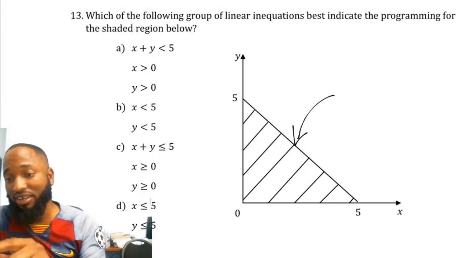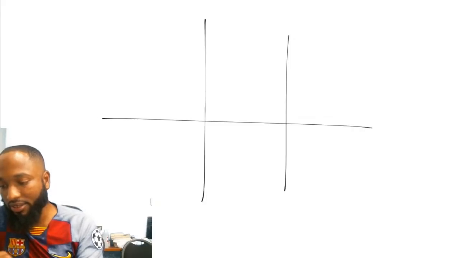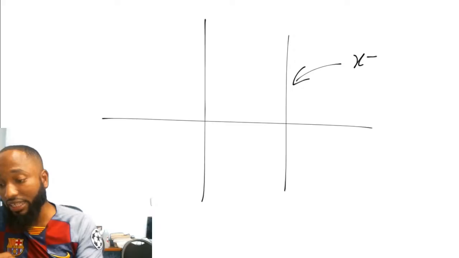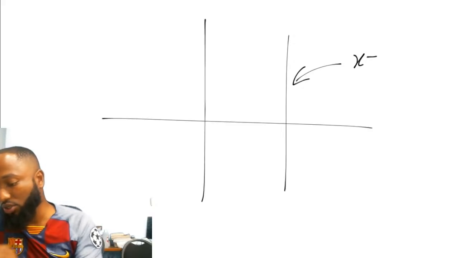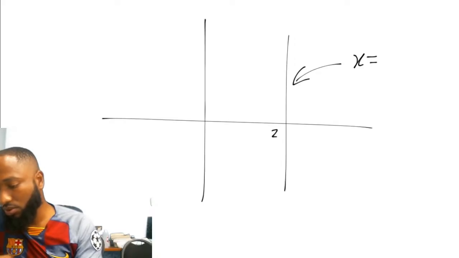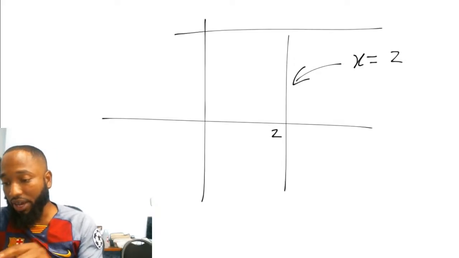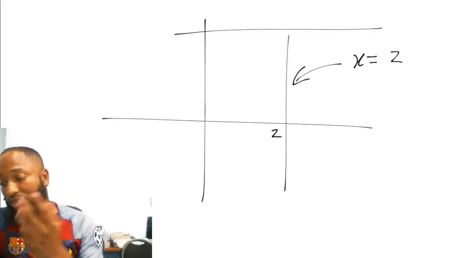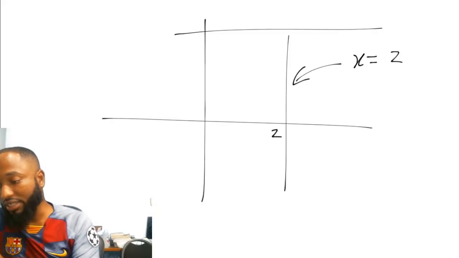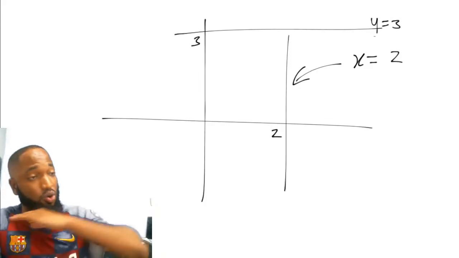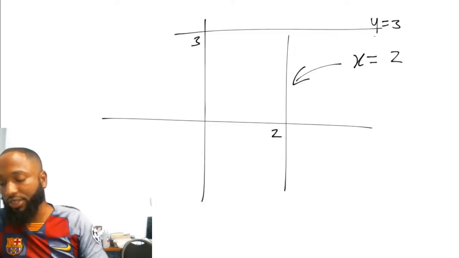Let me just talk about a little quick thing here. This line has no gradient, but it has an equation. The equation of this line is x equals a. If that was 2, x equals 2. That's the equation of this line. If you had a line up here that cut at 3, the equation of this line is y equals 3, because all along that line, y is equal to 3.